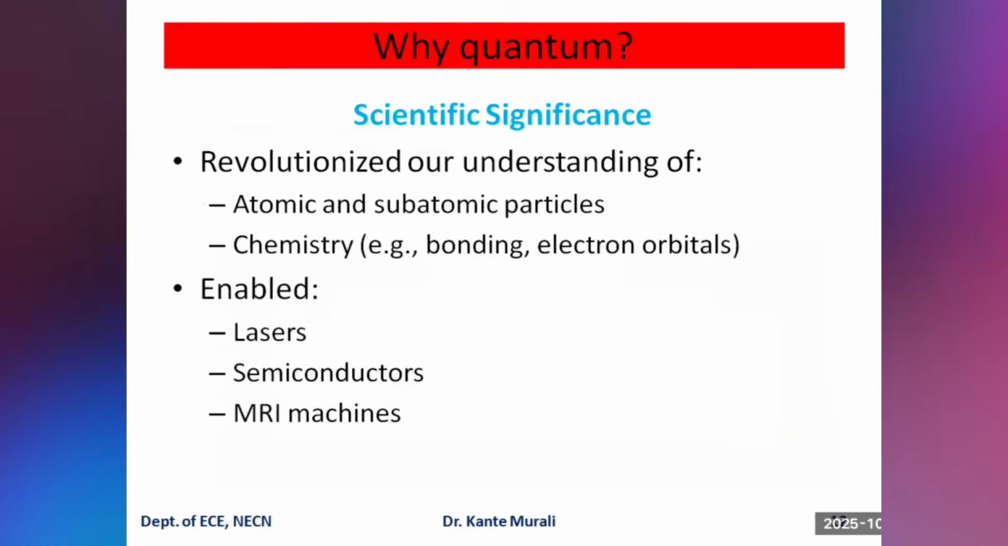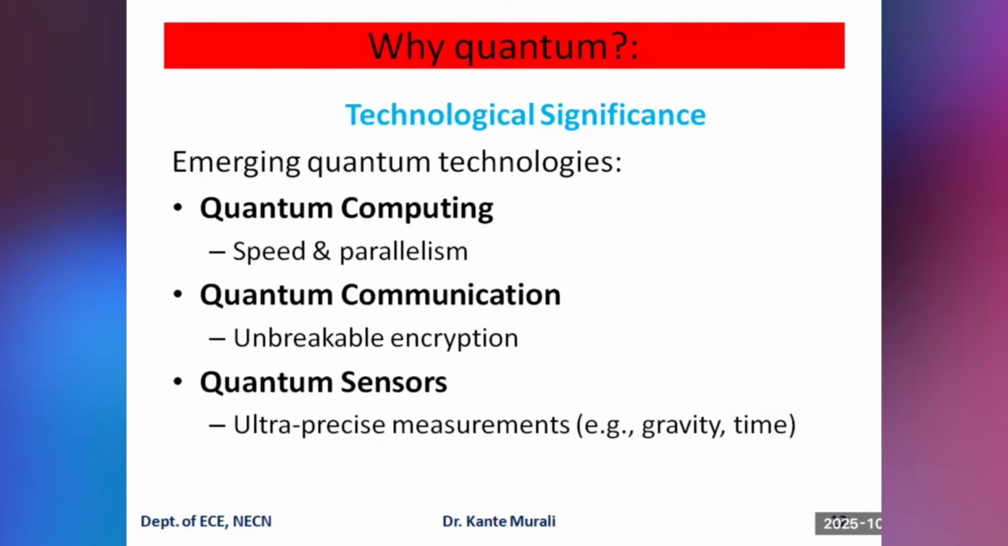Let us see the significance of quantum in scientific terms. It is able to describe subatomic particles and the behavior of bonding and electron orbitals. We can build lasers, semiconductors, and MRI machines. Among the emerging technologies are upcoming ones like quantum computing, which supports speed and parallelism, and quantum communication, which offers unbreakable encryption and gives high security. Then there are quantum sensors for ultra precise measurement, which you can use for gravity and time.